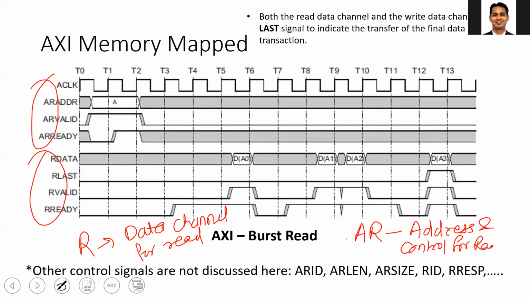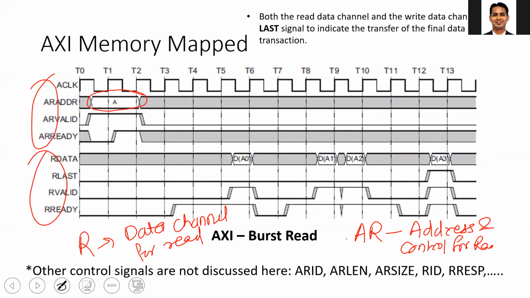So in the beginning, in the case of the read transaction, the master will put the address and control information, and the slave will send back the data. I'm keeping only the address information. The control information and other additional signals I'll add later, once you are comfortable with the AXI protocol.